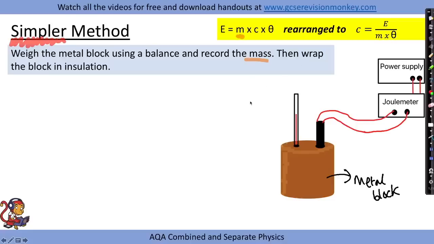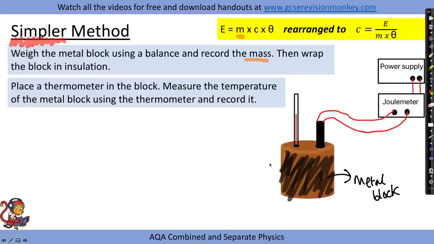Then we need to wrap our block in insulation to reduce the energy transferred to the surroundings. So you might have some bubble wrap or something like that you would wrap your block in. Next, we place a thermometer in the block, and we need to measure the temperature of the metal block using the thermometer and record it. So this is our starting temperature. We measure our temperature of the block.